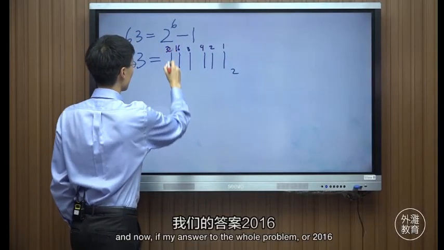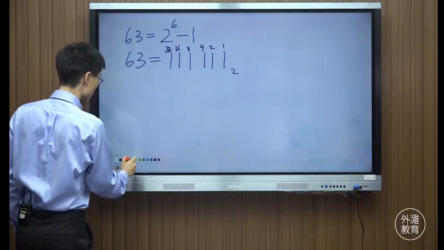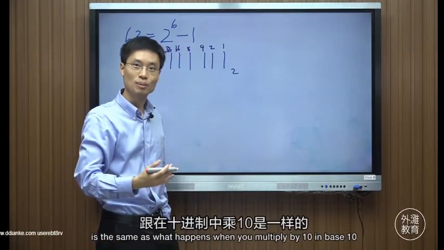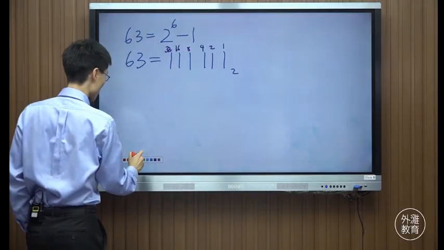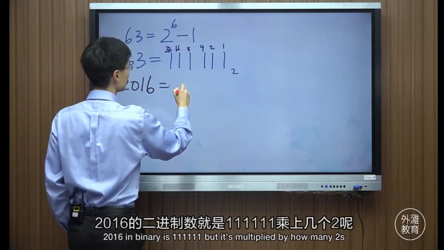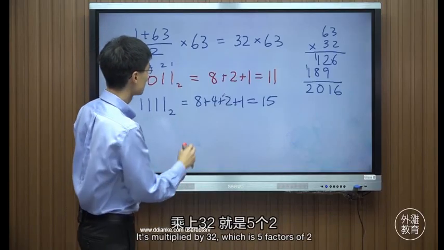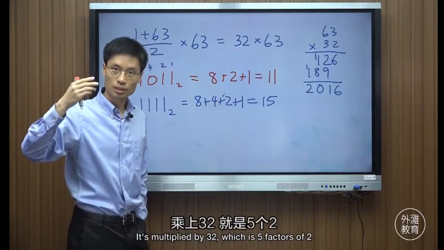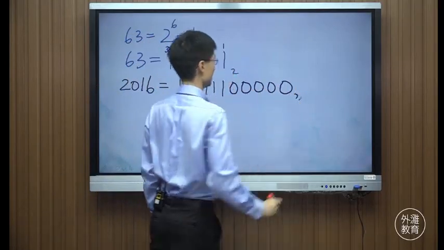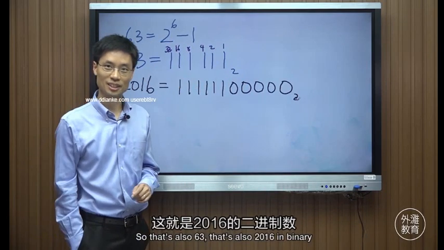And now, if my answer to the whole problem, 2016, was 63 times 32, then what happens when you multiply by 2 in binary is the same as what happens when you multiply by 10 in base 10. And so what that means is that 2016 in binary is 111111, but it's multiplied by how many 2's? It's multiplied by 32, which is 5 factors of 2. So that's 5 zeros. So that's 2016 in binary.